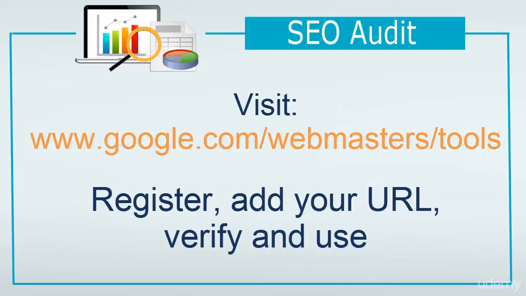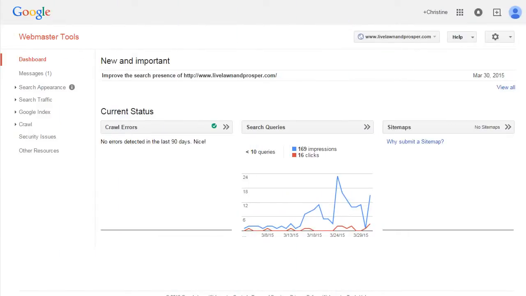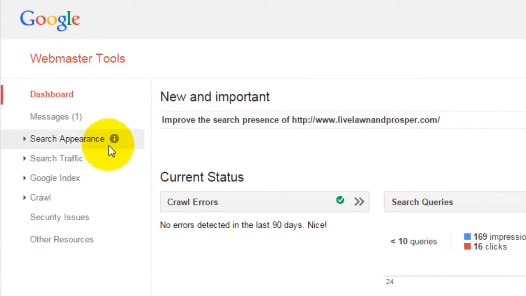We can use this tool to see what's getting indexed, what's getting linked to, what's receiving traffic, and most importantly, any crawl errors that Google experiences while attempting to access your site. So let's take a look here at some of those.